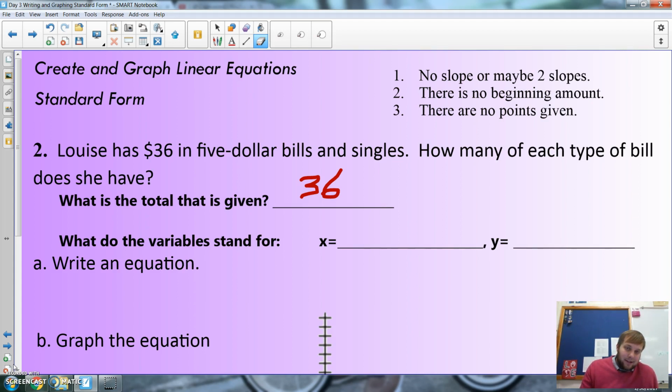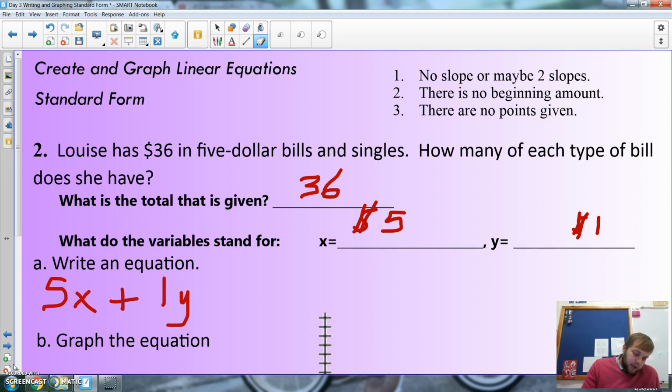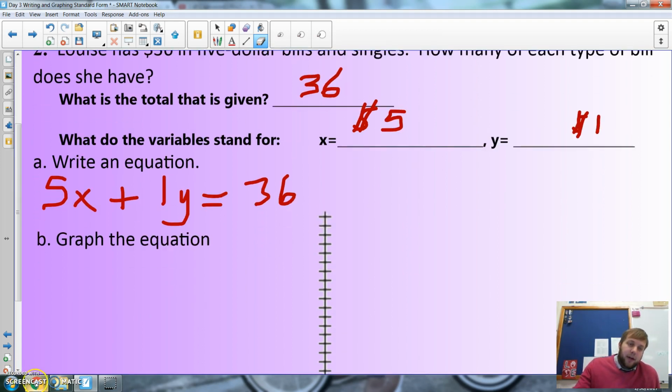Well, let's say x is $5 bills, and y will be singles, which would be $1 bills, right? Okay, write an equation. So I've got my $5 bills plus my $1 bills, and those should all equal $36. Cool, huh? All right, now graphing the equation.